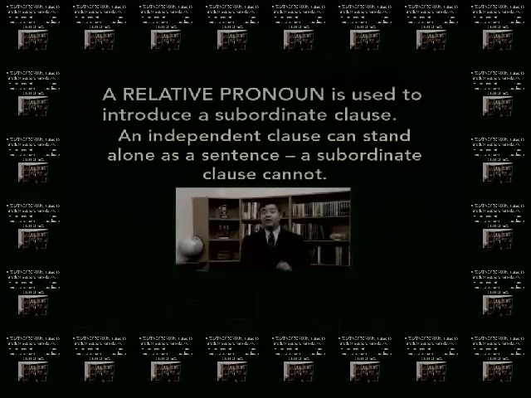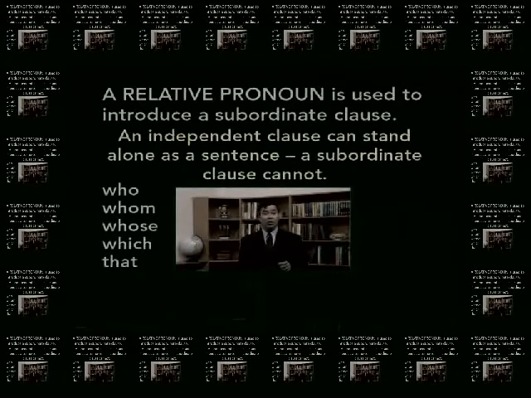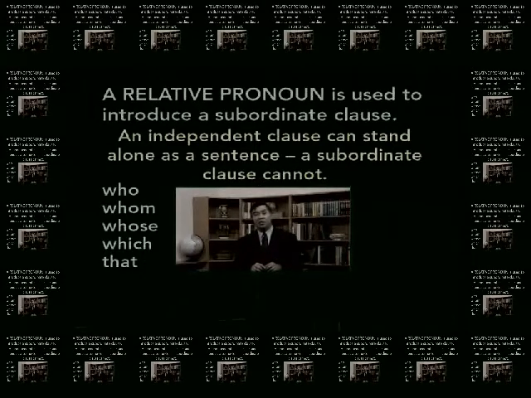There are just five relative pronouns in English: who, whom, whose, which, and that. You'll notice that some of the pronouns in this list also appeared in the list of interrogative pronouns, and there is some overlap. There are certain pronouns that can be used as either interrogative pronouns or relative pronouns. It all depends on how they're used in the sentence.